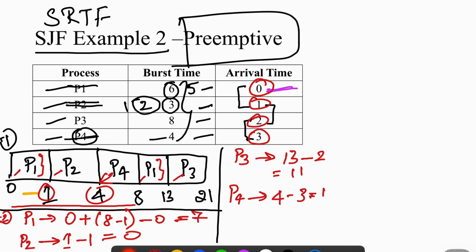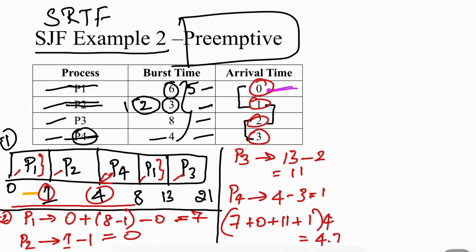So this becomes 1. So overall, if you see, we have 7 plus 0 plus 11 plus 1, divided by the total number of processes. We have 4 processes here, so this is divided by 4, and I can tell I have 4.75 milliseconds as the average waiting time.